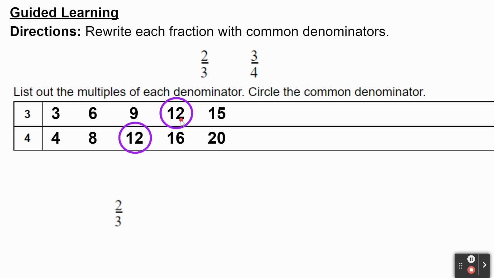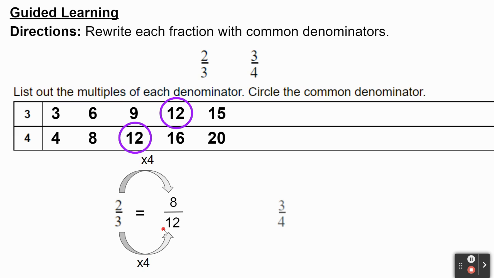Let's start with 2/3. So we're going to make an equal sign, and then we said our common denominator is going to be 12. So we're going to put 12 on the bottom. Now we need to think, what can we multiply by 3 to get to 12? Well, 3 times 4 gets us 12. So whatever we multiply on the bottom, we need to multiply on the top. So since we multiplied by 4 on the bottom, we need to multiply by 4 on the top. 2 times 4 is 8. So that means that 2/3 is equivalent to 8/12.